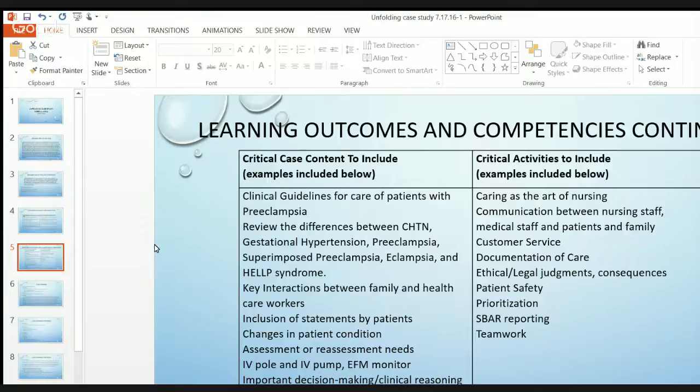And then when we look at the critical activities, caring as the art of nursing. So what are the nurse's interactions going to be with the patient in this scenario? Communication, again, between nursing staff, medical staff, and the patient and family. Customer service, documentation of care, ethical and legal judgments and consequences. Of course, as we alluded to before, patient safety, prioritization, SBAR reporting, and teamwork.